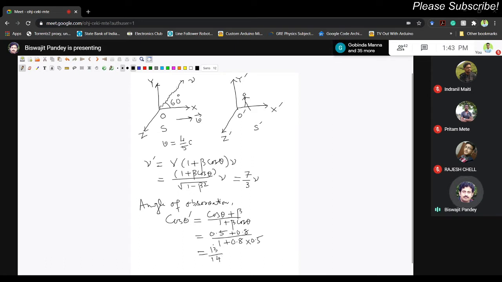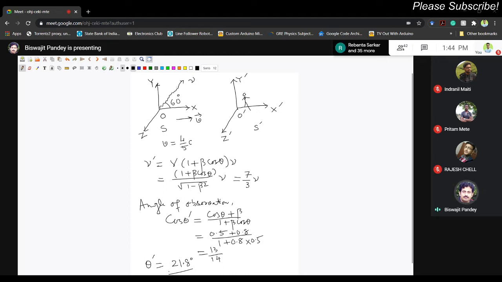So theta will be the cos inverse of this. If you use a calculator, you can find that theta prime will be 21.8 degrees. You can clearly see the angle is far different, right? In that frame it is 60 degrees, and in this frame it is 21.8 degrees. This is called aberration of light, as you have already discussed in the previous class. So the frequency and the angle of observation both change from one inertial frame to another. These are the two physical phenomena: one is called the Doppler effect, and this is called aberration.